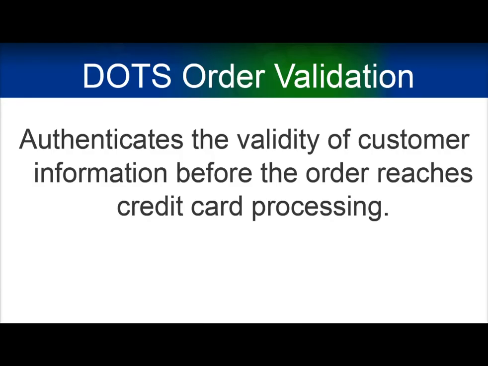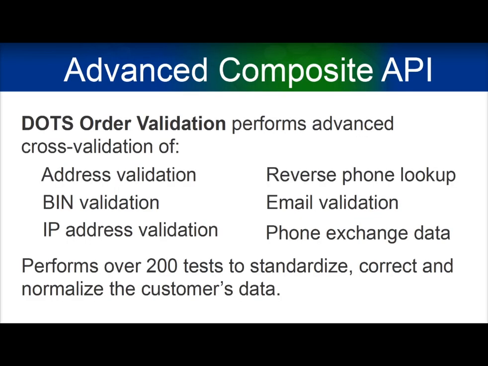DOTS order validation takes online fraud detection to new levels. This real-time API authenticates the validity of customer order information before the order reaches credit card processing and fulfillment. This is an advanced composite API that performs multi-level verifications and utilizes many of our DOTS contact validation services, including address validation, BIN validation, reverse phone lookup, email validation, and IP validation.